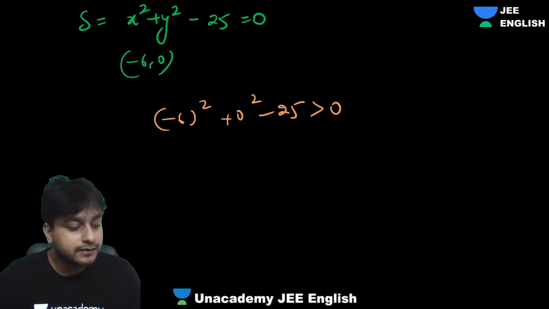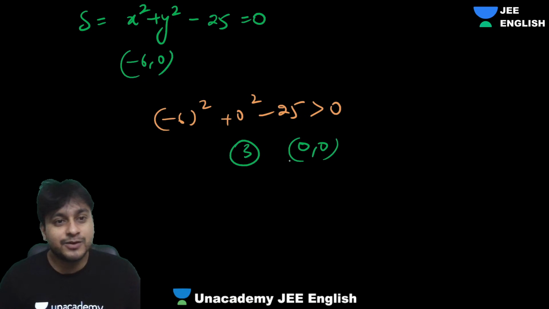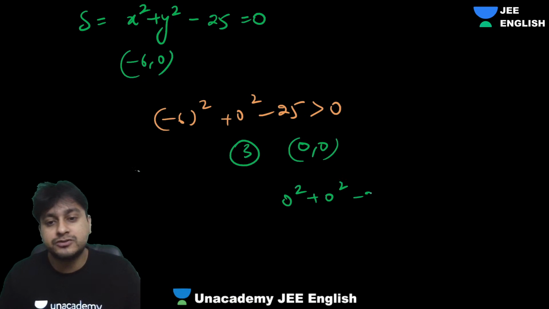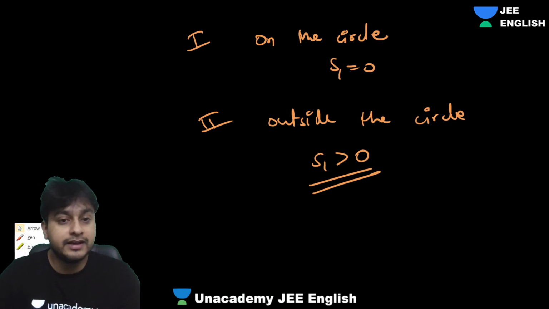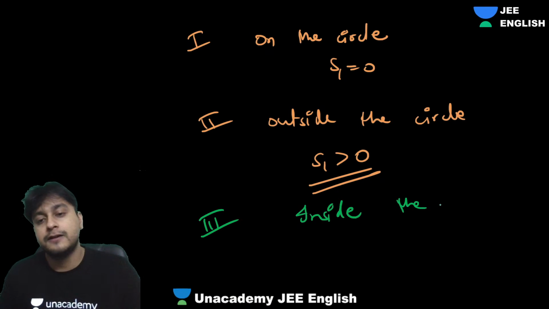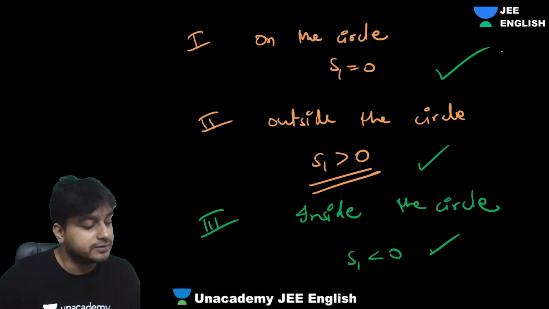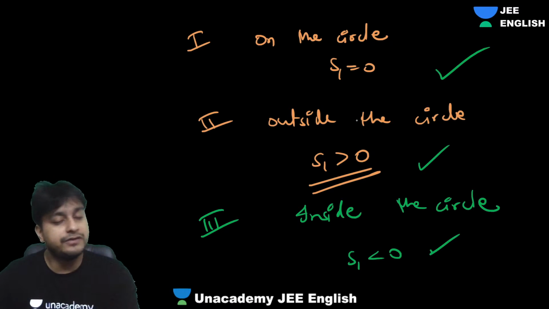Next, the third one. Let's try one more. Let's try a point like the origin inside the circle. So what we'll get, guys? We'll get 0 square plus 0 square minus 25, which will come less than 0. We can say that S1 is less than 0. So inside the circle, we can say S1 is less than 0. I hope everyone understood this concept. Clear? So when will it be equal to 0? On the circle. It will be less than 0 inside. It will be greater than 0 outside. I hope everyone got the logic.